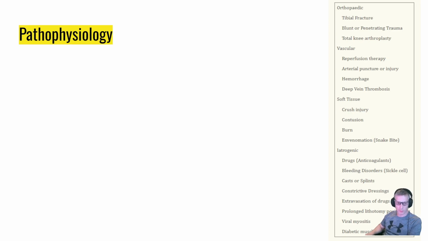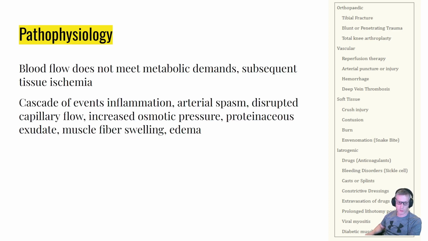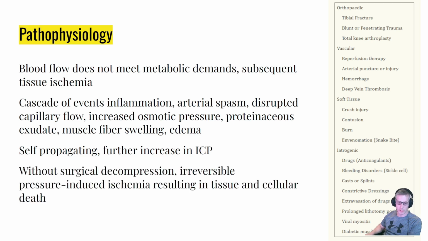So let's talk about the pathophysiology of acute compartment syndrome. Essentially, blood flow does not meet the metabolic demands, and subsequently there is tissue ischemia. A cascade of events occurs, including inflammation, arterial spasm, disrupted capillary flow, increased osmotic pressure, proteinaceous exudate, muscle fiber swelling, and edema. This is like a self-propagating cycle, which further increases the intracompartmental pressure. And without surgical decompression, irreversible ischemia and cell death will occur.